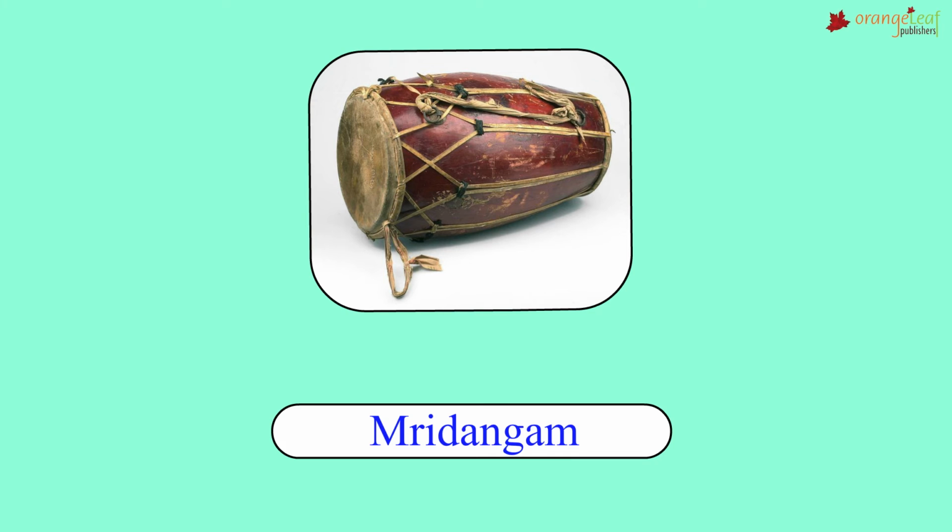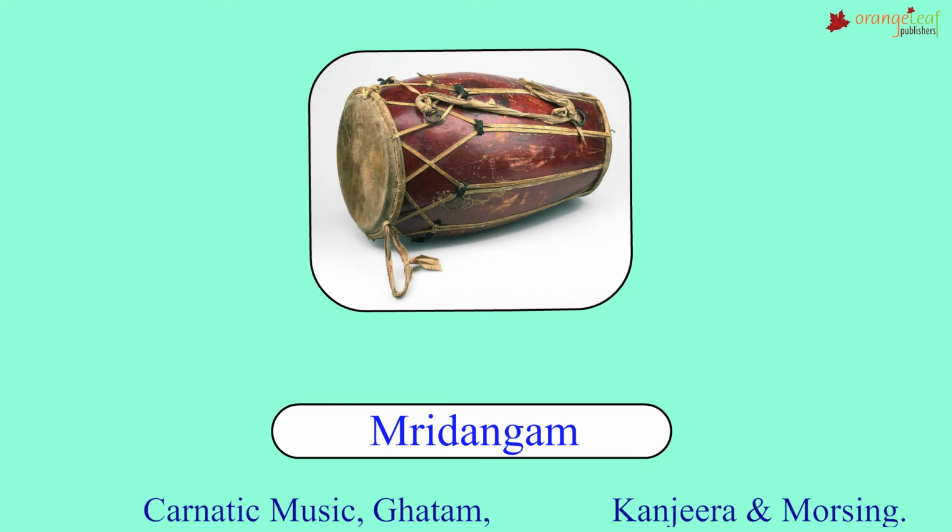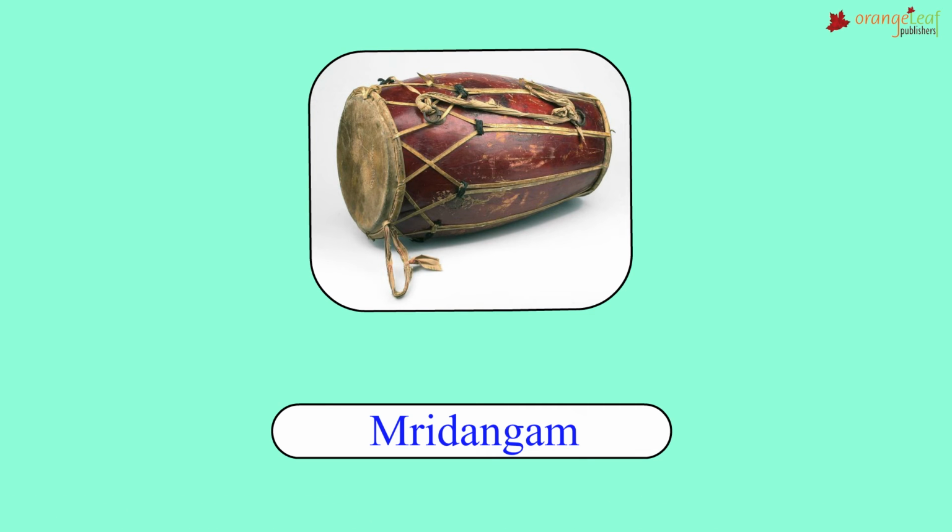Next instrument is mridangam. The mridangam is a percussion instrument of ancient origin. It is the primary rhythmic accompaniment in Carnatic music. The mridangam is often accompanied by the ghatam, kanjira and morsing. Today, the mridangam is most widely used in Carnatic music performances which take place all over southern India and are now popular all over the world.